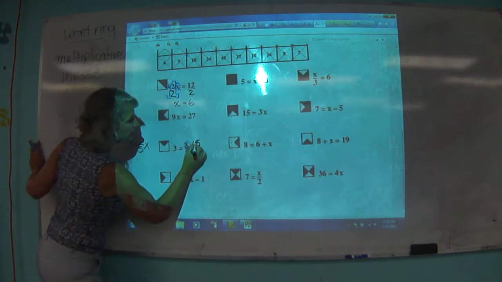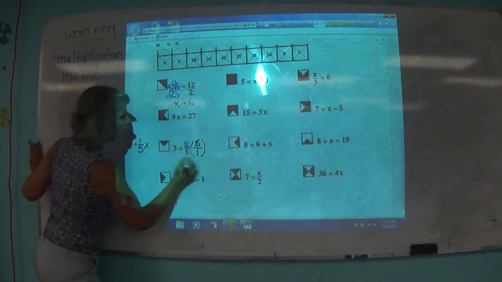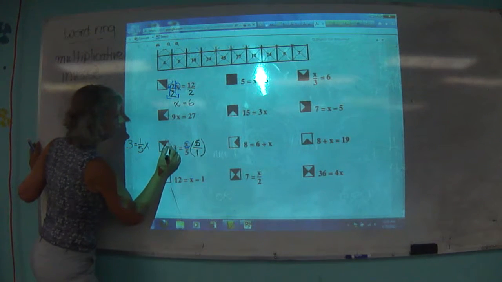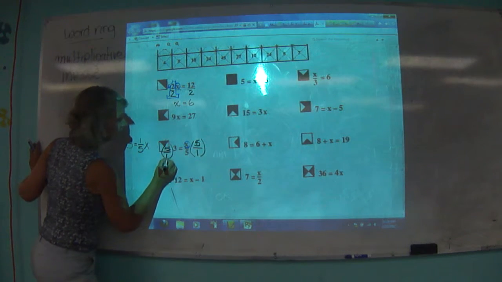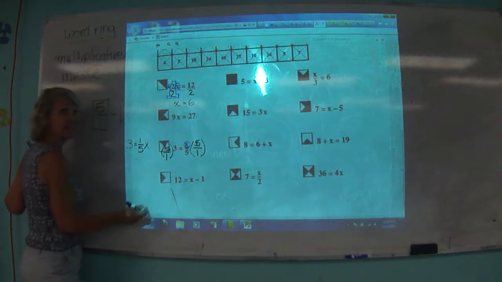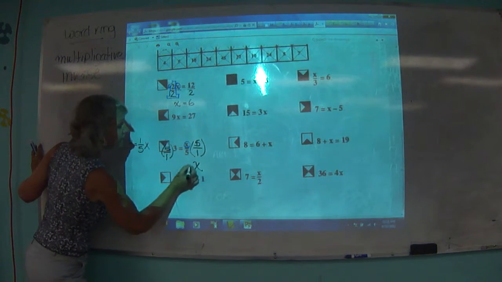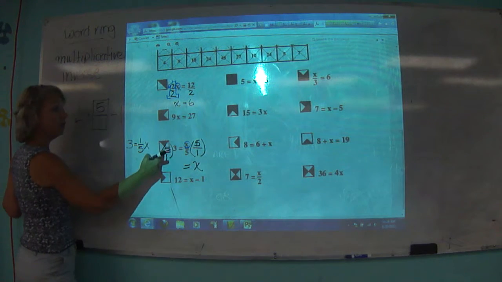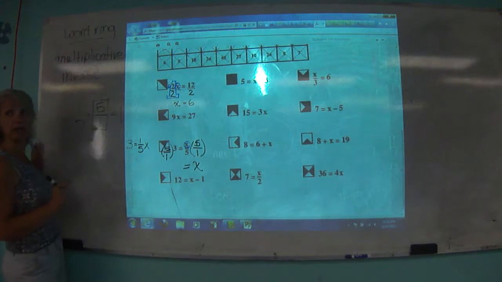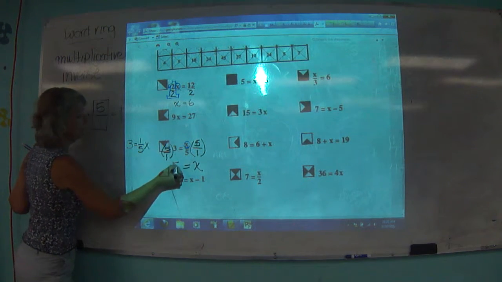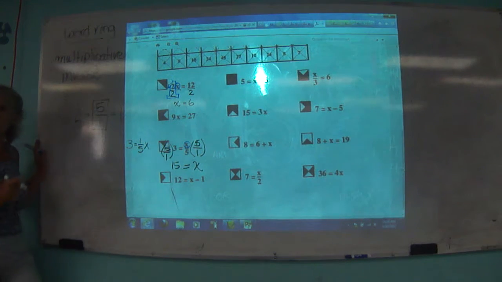Oops, I almost made a mistake. 5 wholes on both sides. Now you have x times 1. So you've isolated your variable x, and you have 5 wholes times 3. What's 5 times 3? 15. You did it.